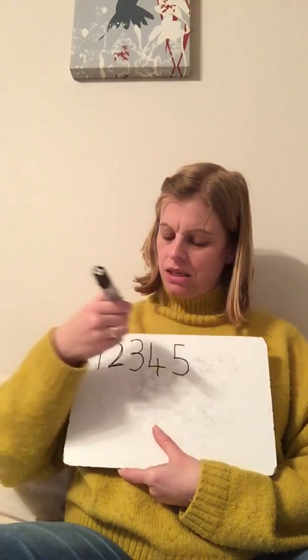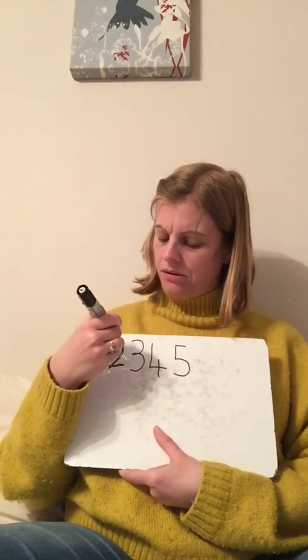Then you do a 6. 6 curves the other way from the 2 and the 3. You curve backwards, so rather than curving that way, curve that way on a 6. So you go round and round. 6. 7, nice one, lots of straight lines, across and down. 7.